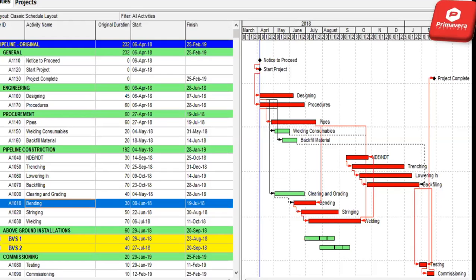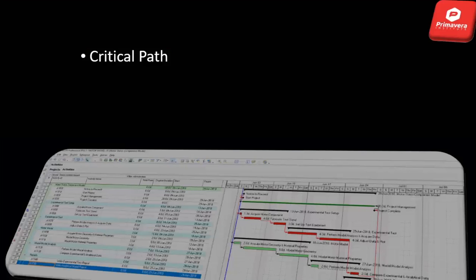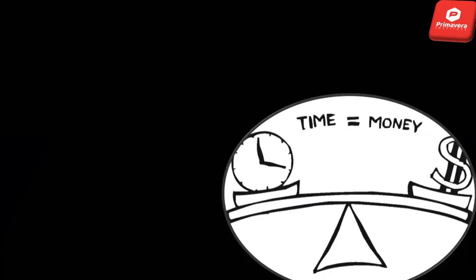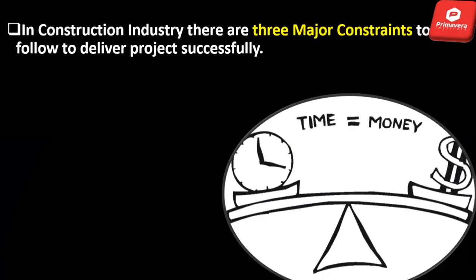So moving on to the next slide. There is the critical path, which would be the baseline for your delay analysis and claims. That is the most important thing in this course. And then I will let you know that in the construction industry, there are three major constraints to follow to deliver projects successfully. There are three trademarks.